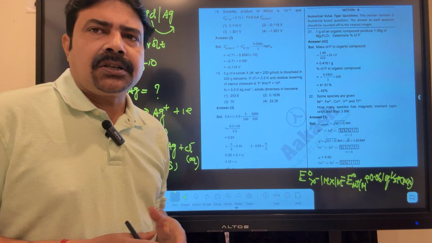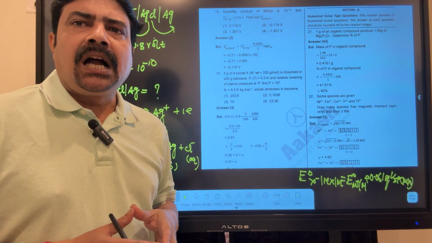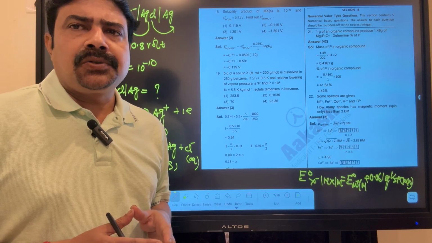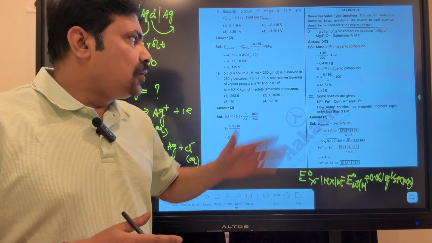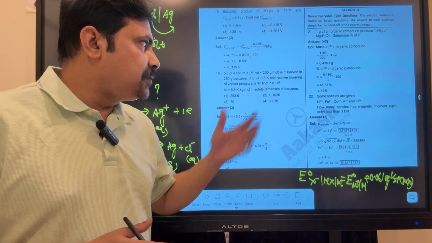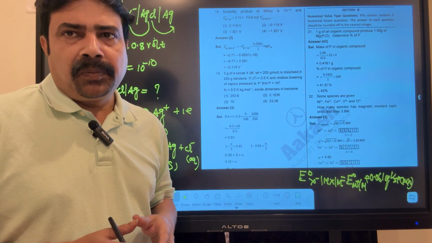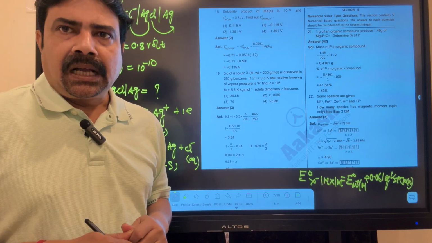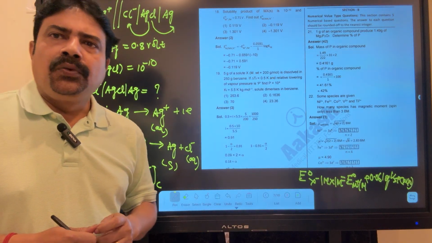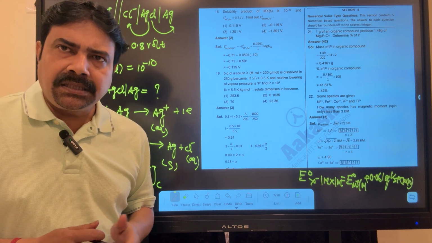Based on the unpaired electrons, you have to apply the formula mu equals under root of n into n plus 2, and based on that you have to check how many species have less than 3 Bohr magneton spin-only magnetic moment. These are the concepts. I hope I was able to give you full clarity on the paper discussion.